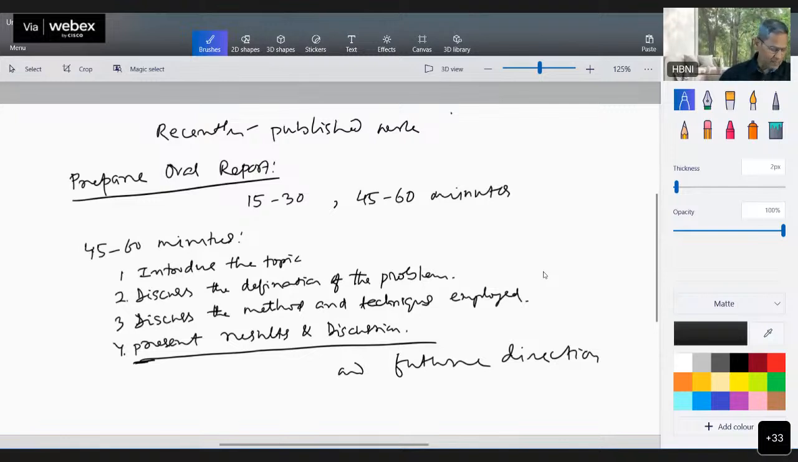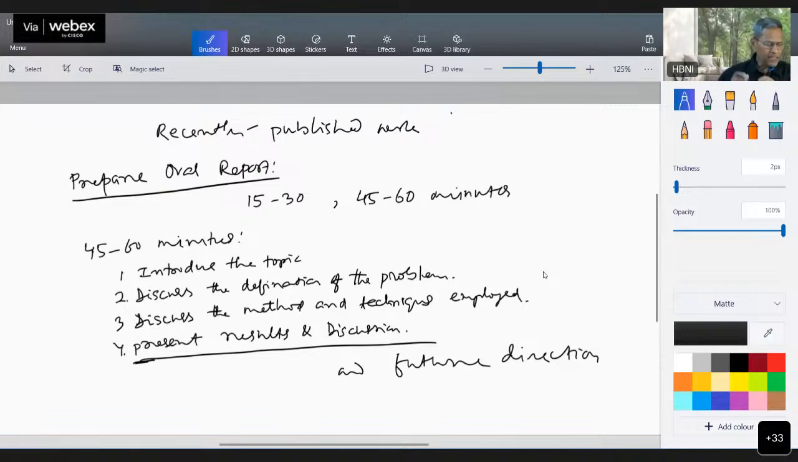One has to practice and practice and practice. That is the only way you can overcome what is called your stage fright. And after your presentation, you can get feedback, so that will help you to improve your presentation with time.